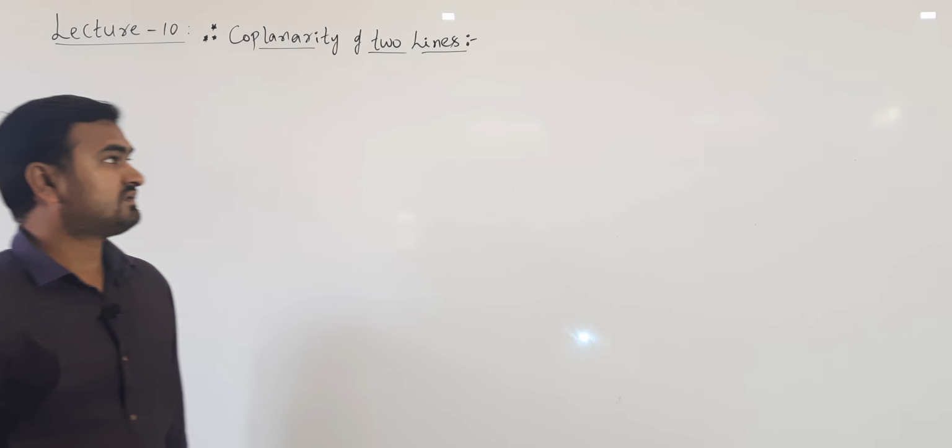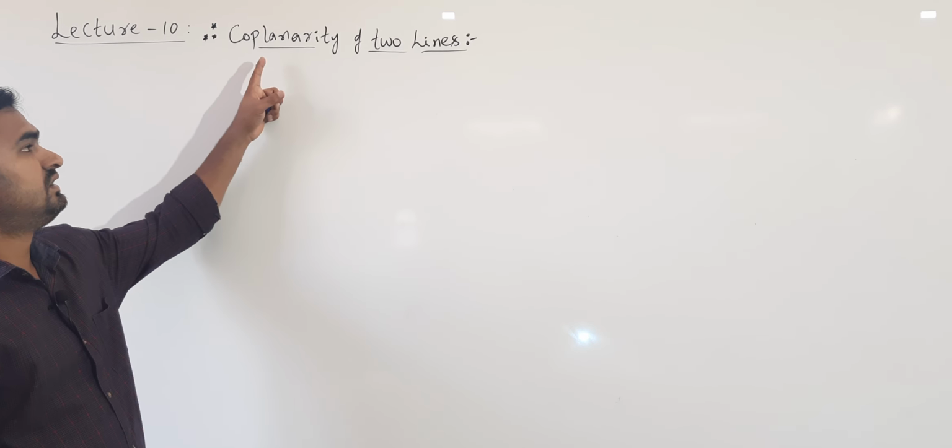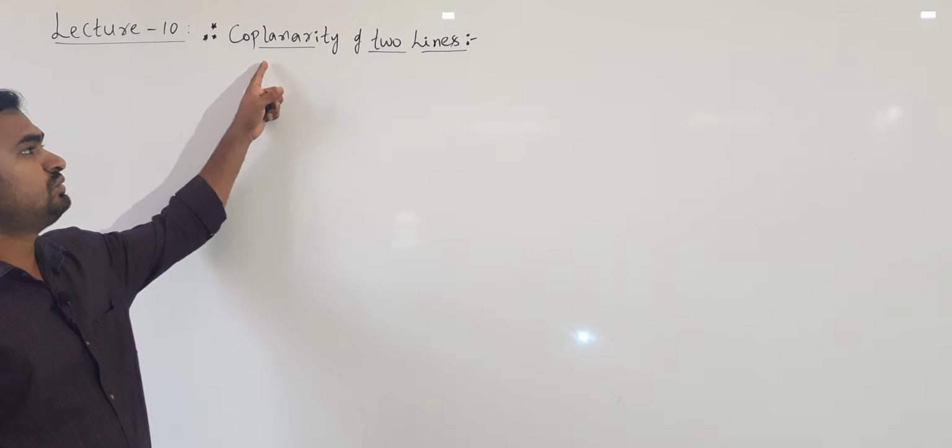Okay. So what will be the condition so that two lines are coplanar? Coplanarity of two lines means the condition so that two lines are coplanar. What does coplanar mean? Lines lying in the same plane. Lines lying in the same plane are called coplanar lines. So we will derive the condition here.